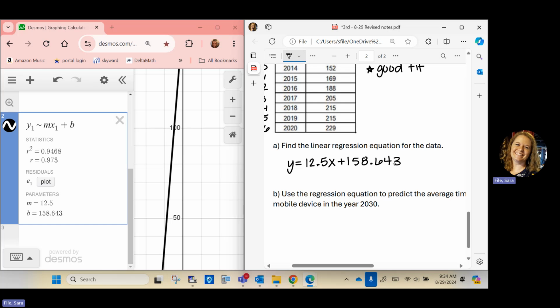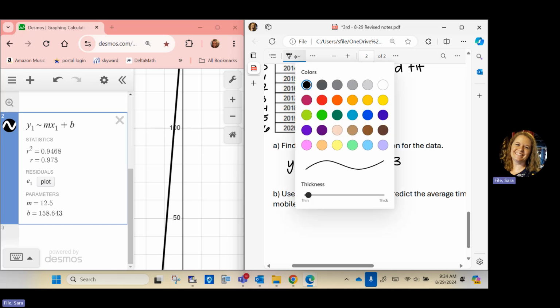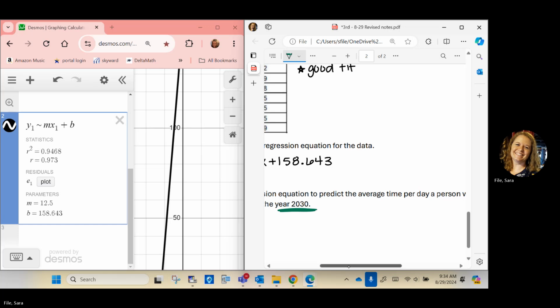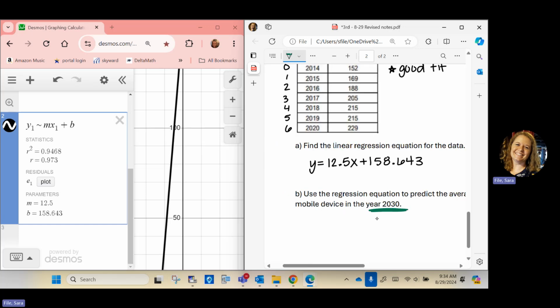All right, what did y'all come up with? What do they want you to plug in for the year 2030? If X is the years since 2014, what is 2030? 16. Okay, look at where the table stops. The table stops in 2020, and that's been 6 years. So 2030 is 10 years after that. So 10 plus 6, that's 16. So they want us to plug in a 16 for X.